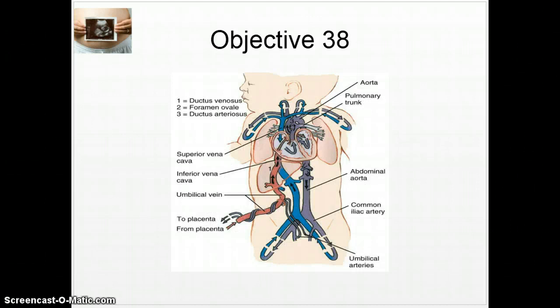Here's just a picture of the shunts. Again, we have the 1 shunt here, the ductus venosus. We have the shunt in the heart, the foramen ovale, and then we have the shunt between the pulmonary artery and the descending aorta, which is the ductus arteriosus.